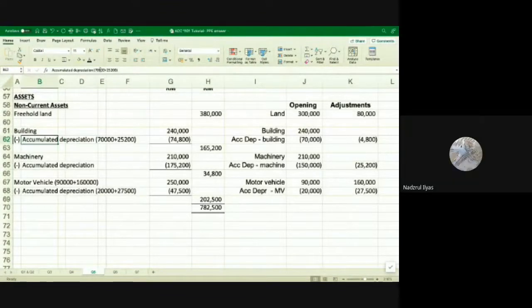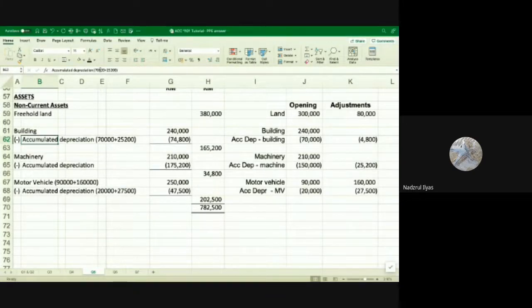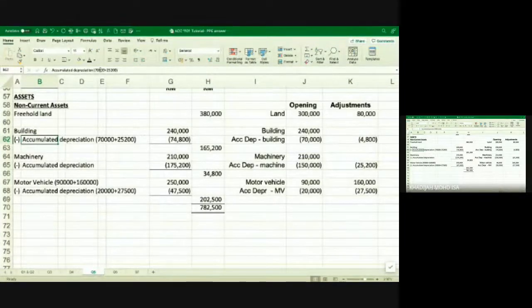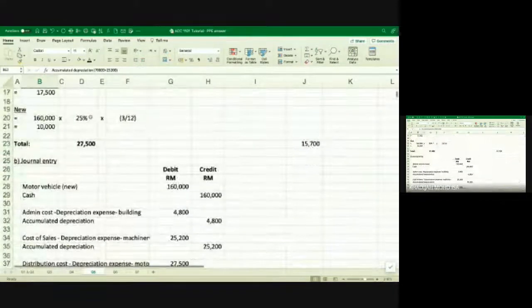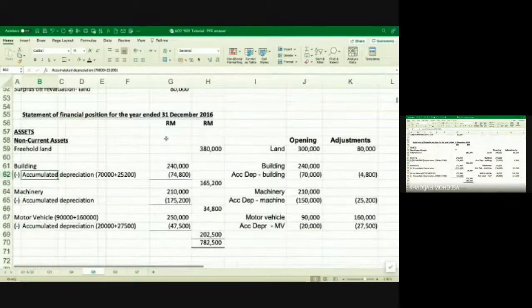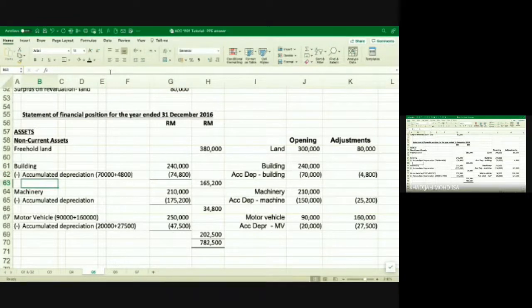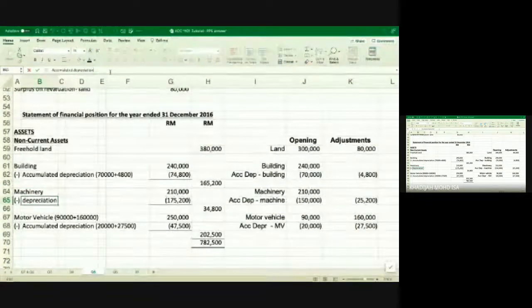Tu sebab, madam, tu sebab tambah the straight line of depreciation kan. Okay. Depreciation for the building is mana building? 4,008 je. Ni patutnya kat sini 4,008 je. Alright, dia typo mesti. Betul. Machinery dia tak tunjuk pula. Machinery should be how much? Initially it was 150,000 plus 25,200. Betul.